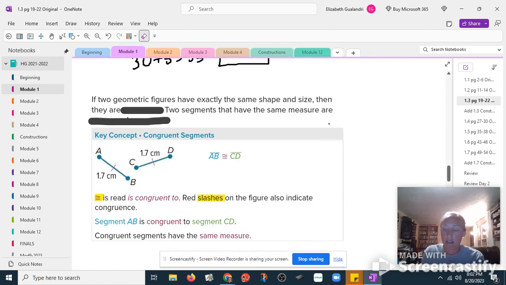Okay, so this last concept that they kind of talk about is that of if 2 geometric figures have exactly the same shape and size, then they are blank.